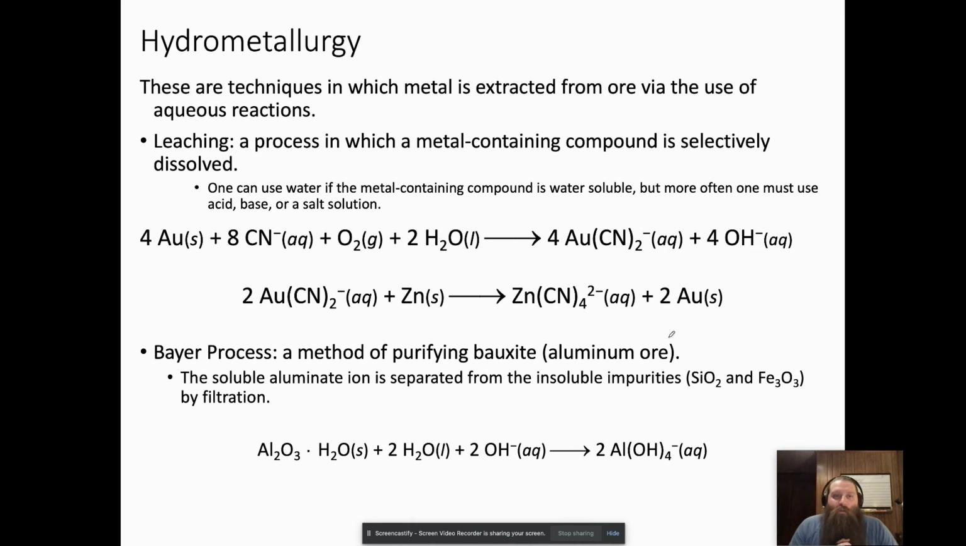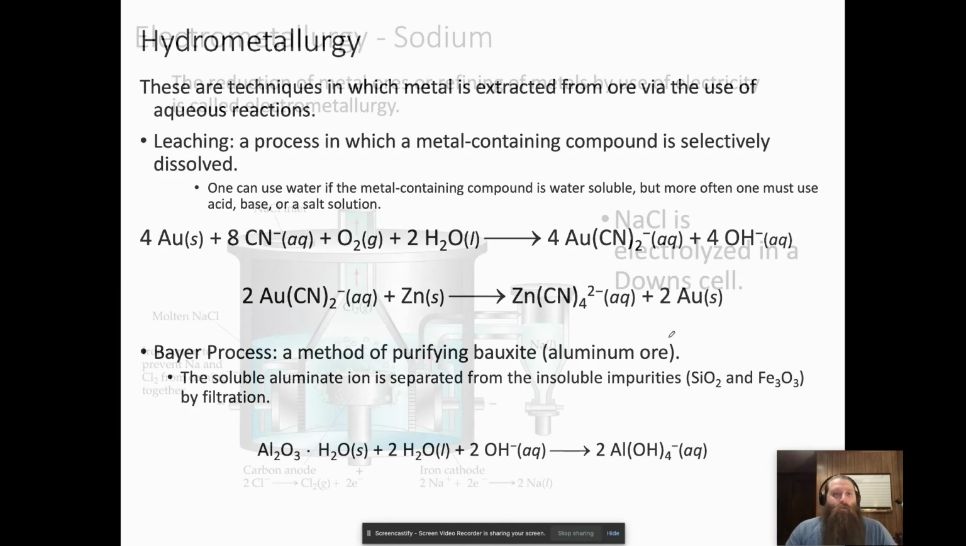Now, another example of hydrometallurgy is the Bayer process. All right, it's how we get aluminum ore. That's one that you can kind of look at in the textbook. All right, so I'll let you go read about that one.